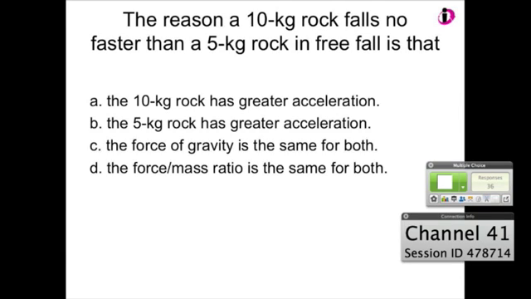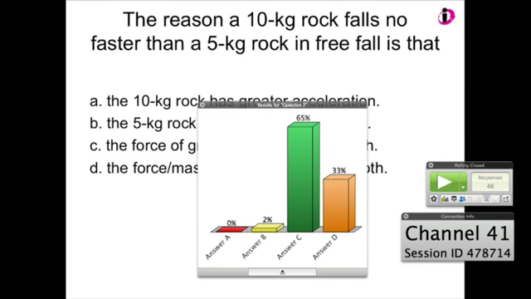Ten, 9, 8, 7, 6, 5, 4, 3, 2, 1, just in time. Oh, we gained 2 people. Good. All right, mostly C, some of D.